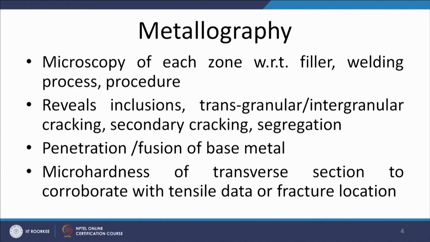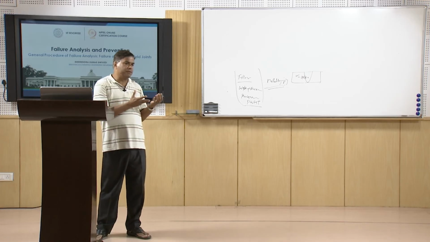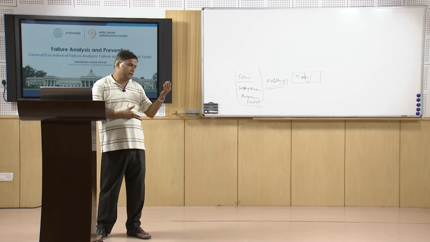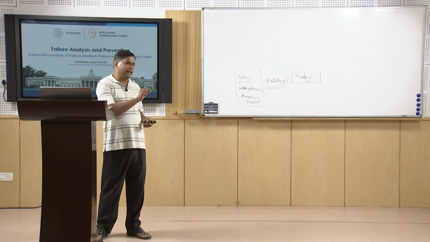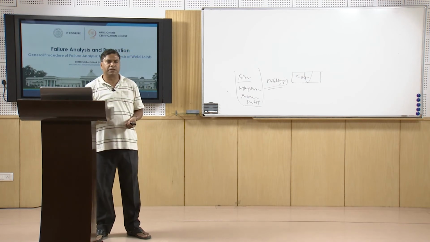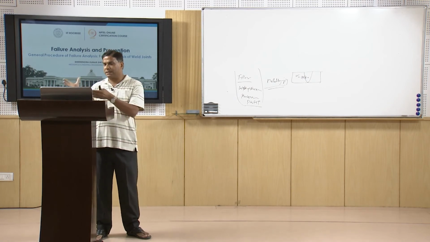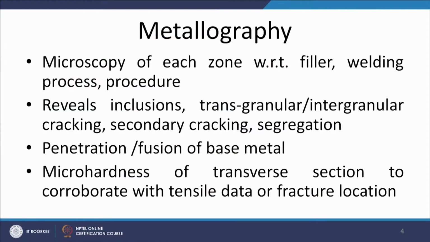Metallography can also help us in revealing the inclusions if they are present in the weld metal or in the heat affected zone. Inclusions, if they are present, can lead to underbead cracking, or laminates of the inclusions can be there. So, which type of inclusions are present, either in the weld or in the base metal, is what can be established through metallography.